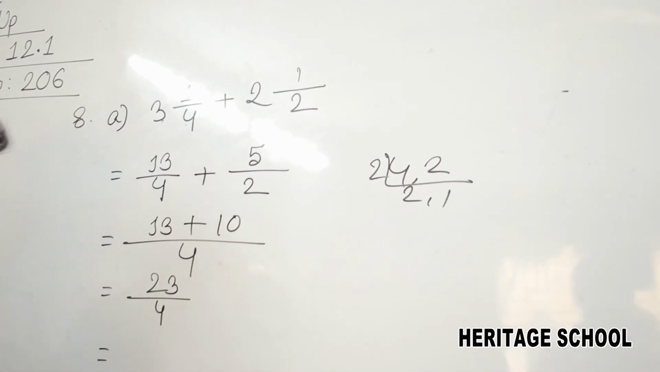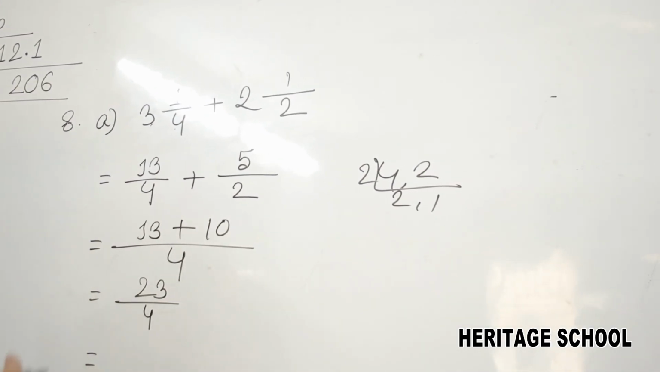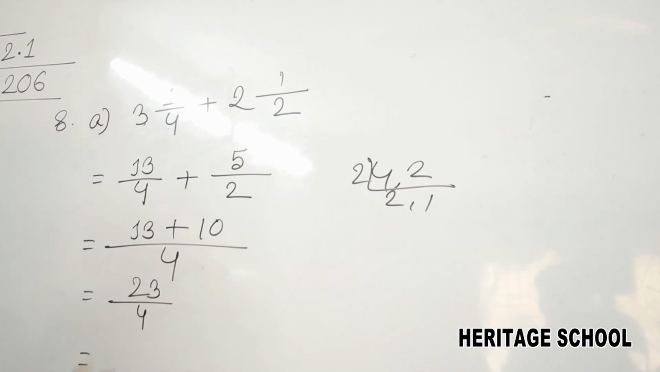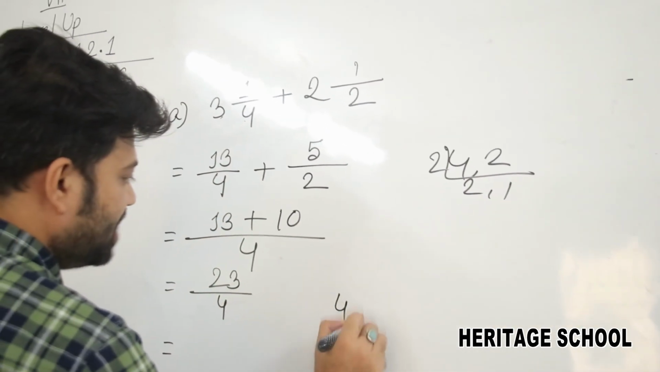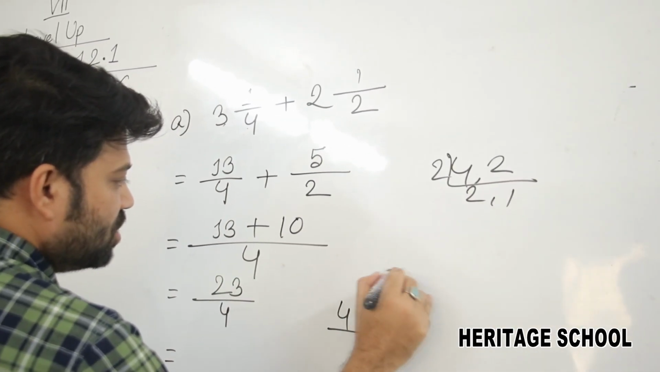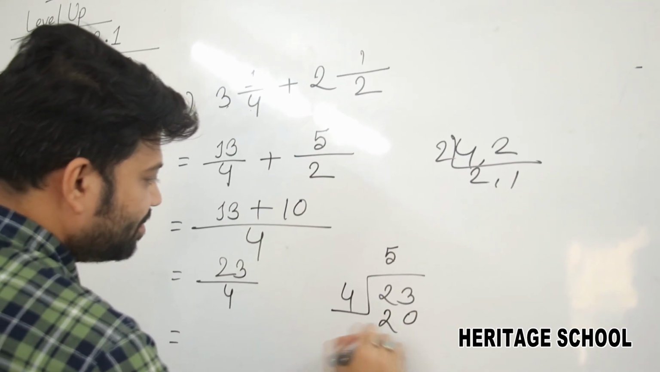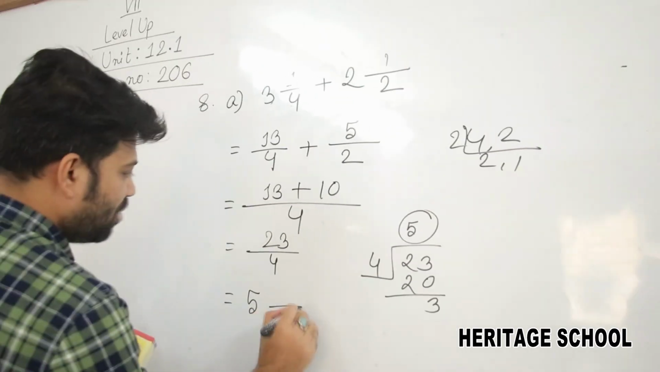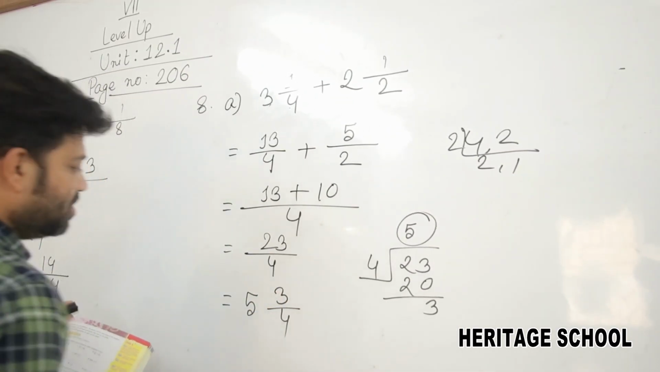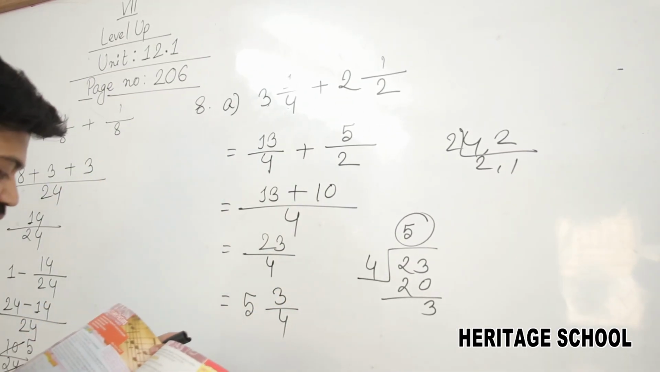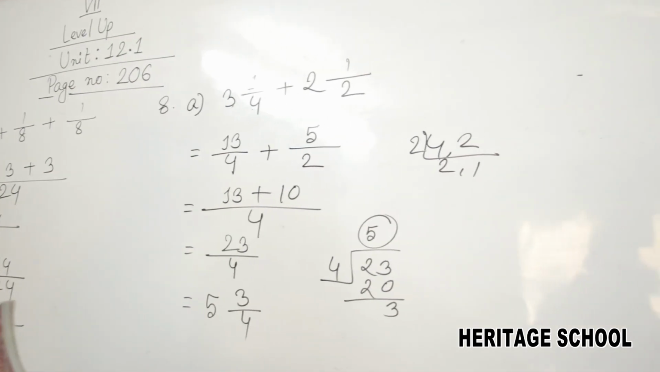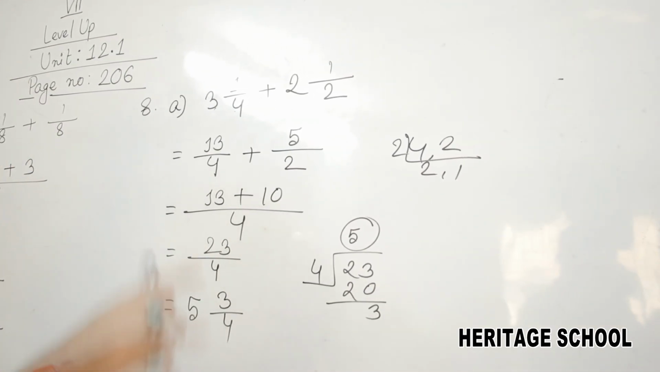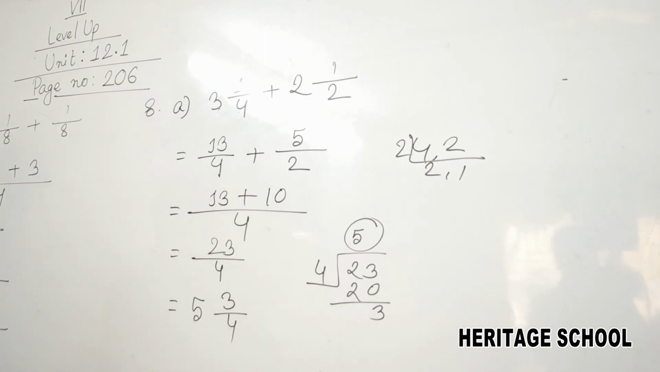23. If I have an improper fraction answer, we have to convert this answer in a mixed form. So how can I convert this answer in mixed form? Divide 23 by 4. So 4 5s are 20, 3. So this number will be the whole number. And what is the remainder? 3 by 4. The answer is 5 whole 3 by 4. I think you can solve the other maths of number 8 the same as number 8a.